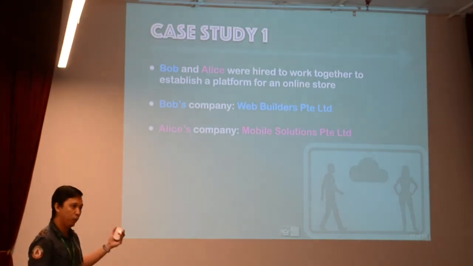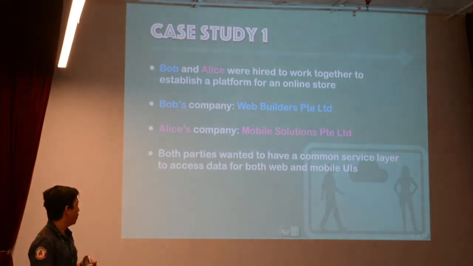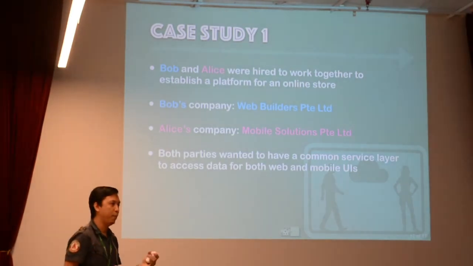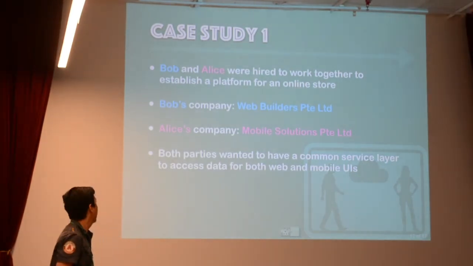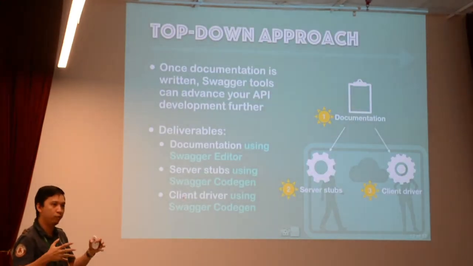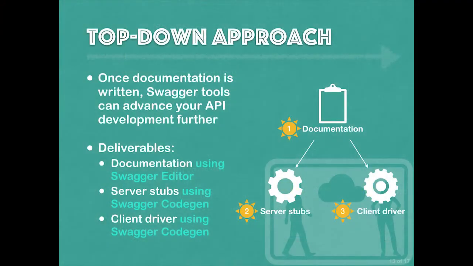Both parties wanted to have a common service layer that allows them to access data for both web and mobile UIs. This is actually a classic case of a top-down approach where you have to start from ground zero. And if both parties wanted to agree on something, they have to start first with the documentation before they start implementing their different UIs or different applications.